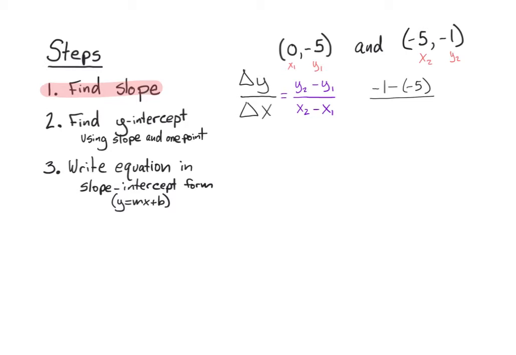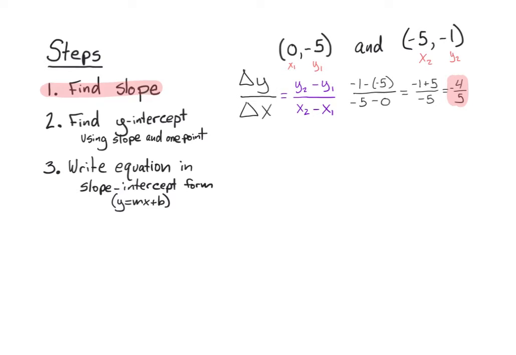Then, in our denominator, x2 is -5 minus x1, which is 0. And now I follow order of operations to simplify until I get a slope. -1 minus -5 becomes -1 plus 5, which is 4. And then -5 minus 0 just stays -5. So I end up with a slope of 4 over -5.